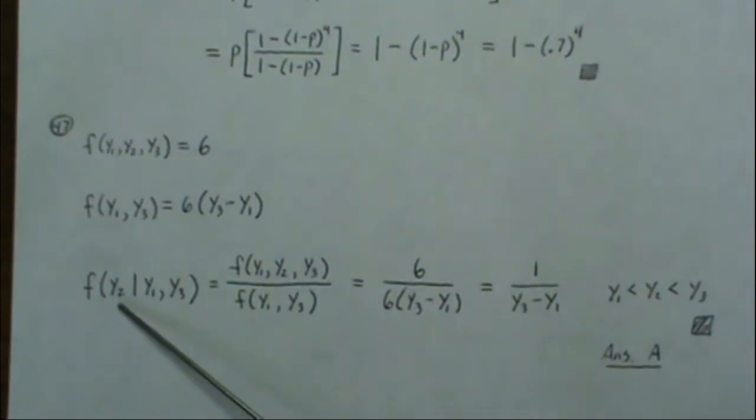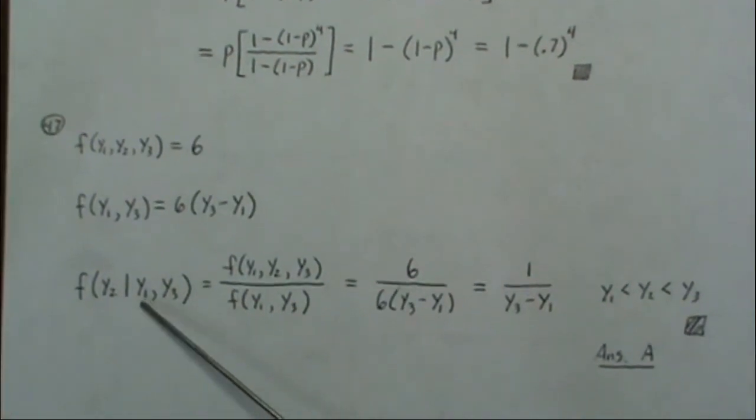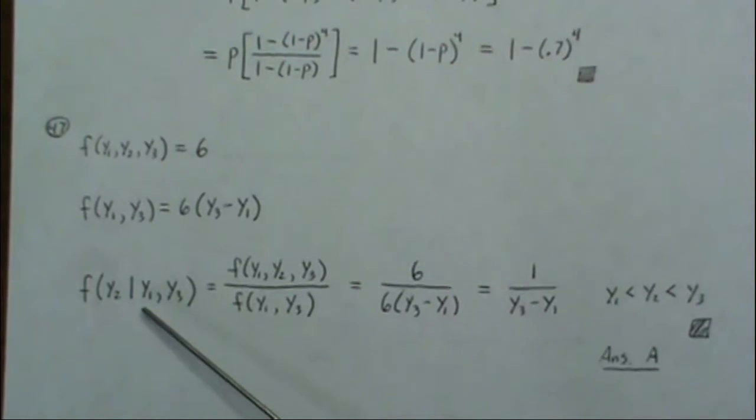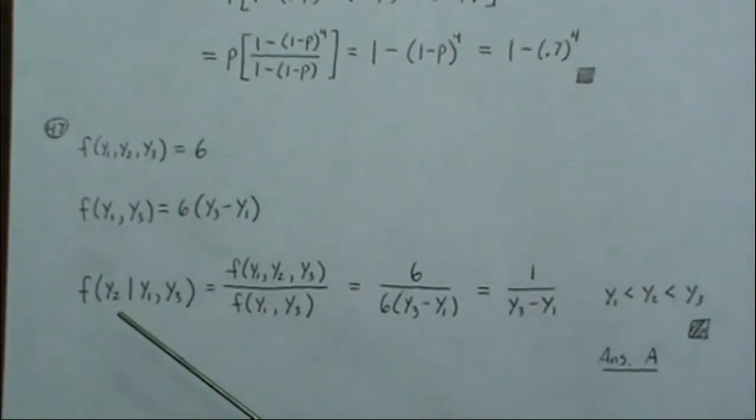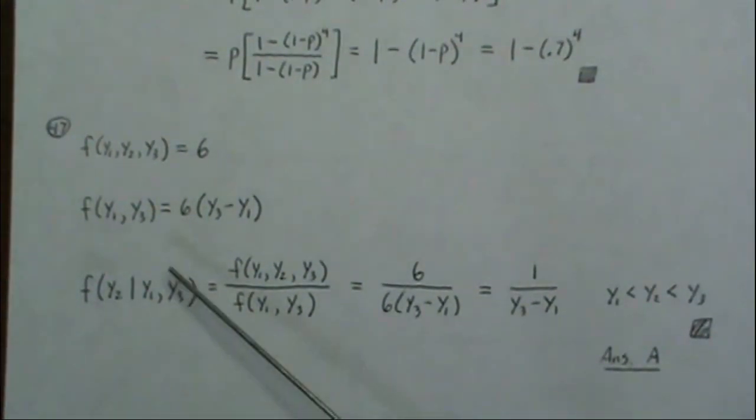And if this were the condition, then you know that y2 has to be between y1 and y3. So you can quickly know that it's a uniform. But let's go ahead and show that.